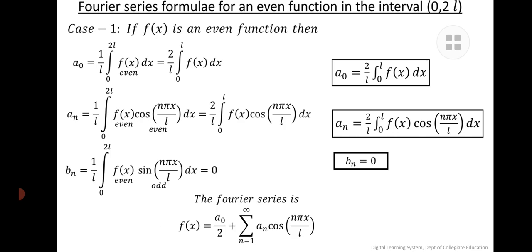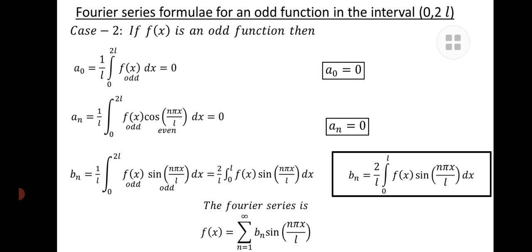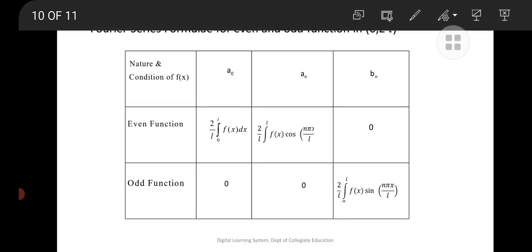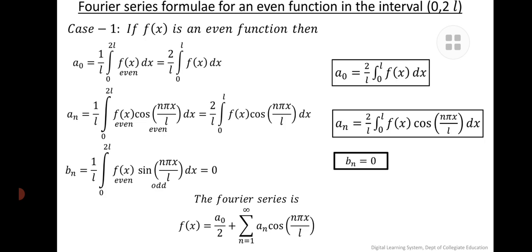The Fourier series formula of an even function in the interval 0 to 2l. We will see the Fourier coefficient terms in the interval 0 to 2l when the function is odd and even. So if the function is even in the interval 0 to 2l, then what are the Fourier coefficients of the series, and the nature or formula we have to take care of.